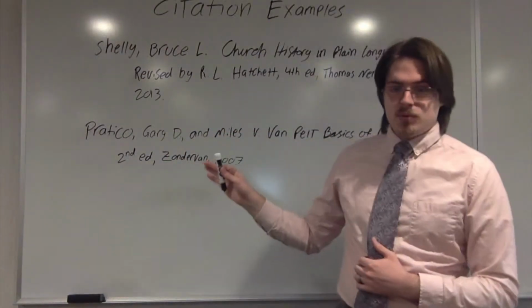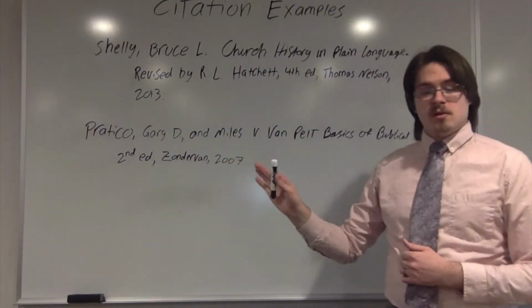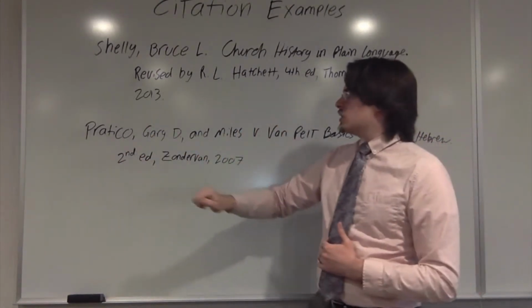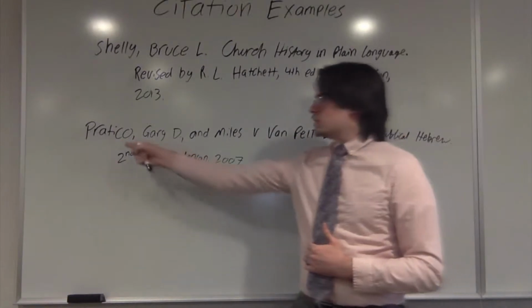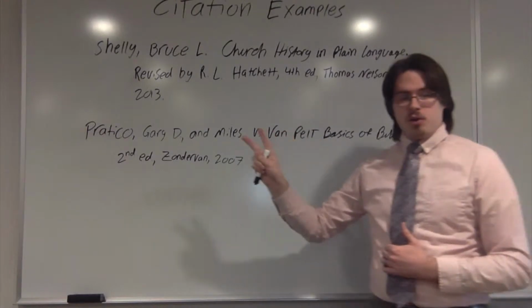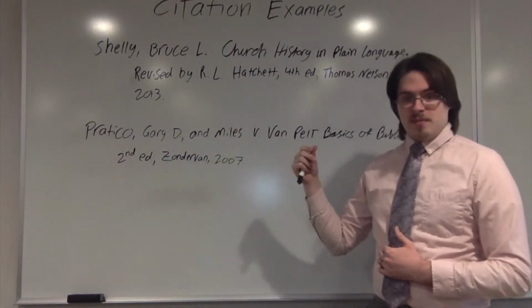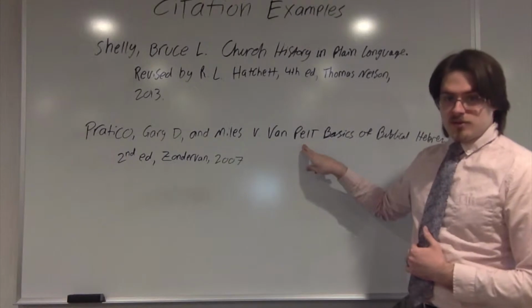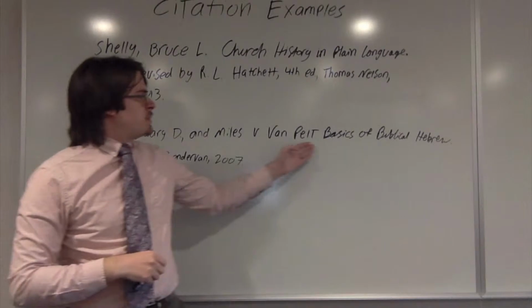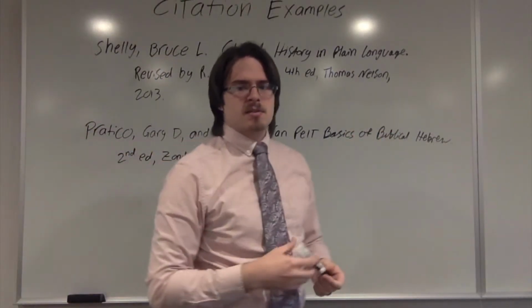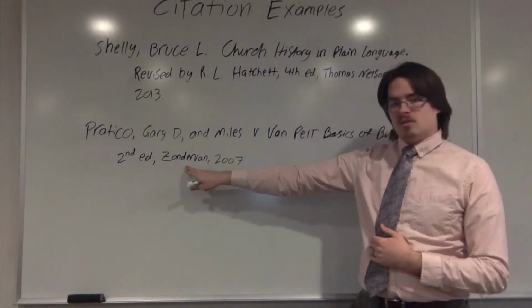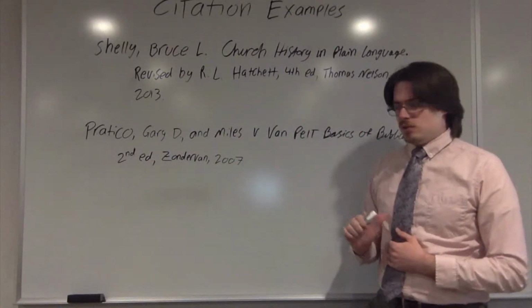Likewise, in the second example, we'll see some similar elements, but a few different things. Note, this one has 2 different authors. First, Gary D. Pratico. Note, Pratico is last name, functions first. While for the second author, we have the names in first name, last name. Miles V. Van Pelt. We, of course, then have the title, Basics of Biblical Hebrew, also in italics, followed by the version, the 2nd edition, the publisher, Zondervan, and the publication date, 2007.